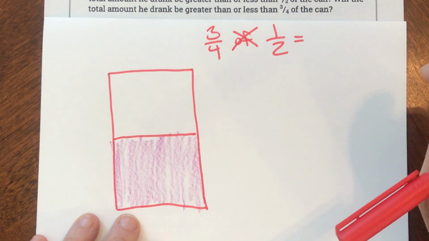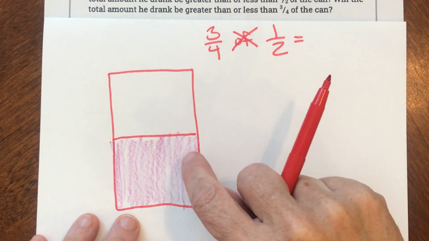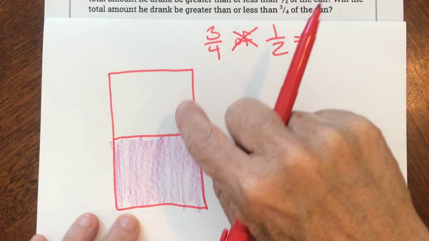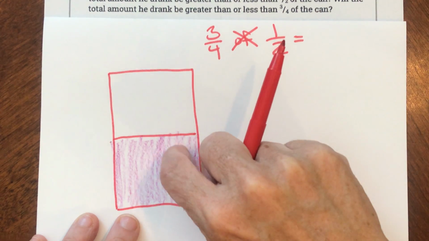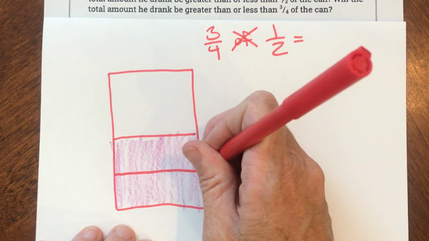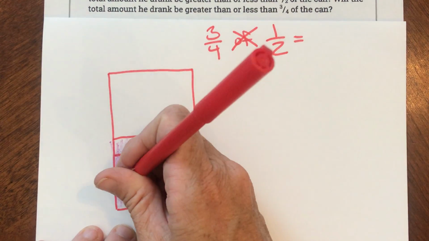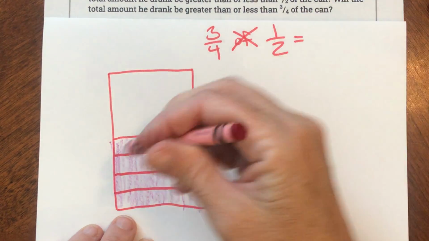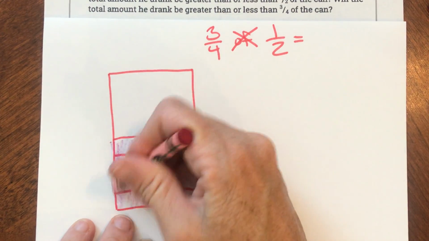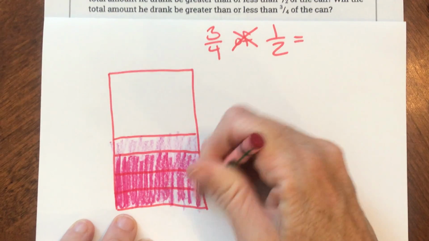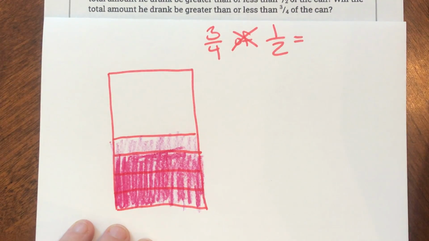Okay, but then it says he drinks 3/4 of this, not of the whole can. He only drinks 3/4 of what was in here. So I'm going to cut this, what was left, into 3/4, and he only drinks this much. So of all this, he only drinks this much. That's all he drinks.